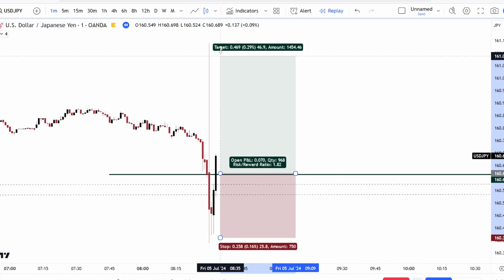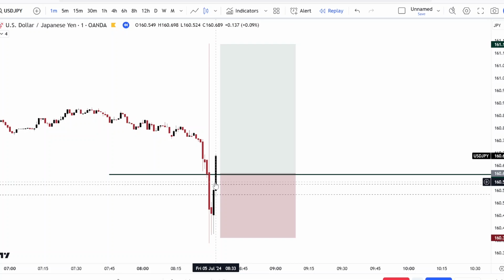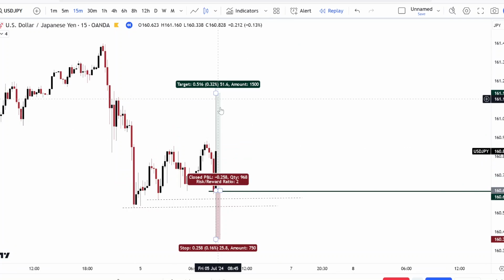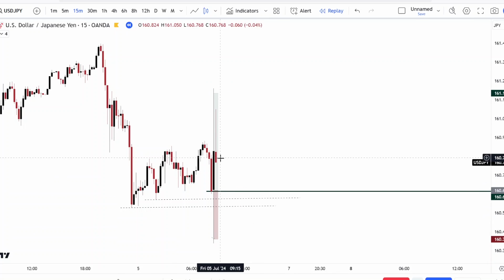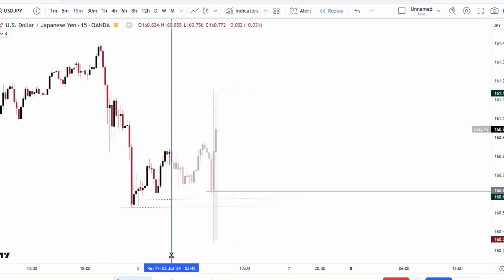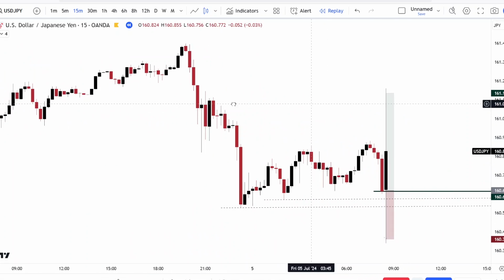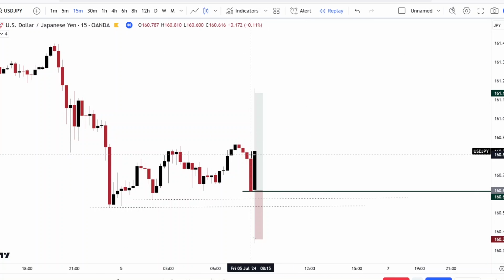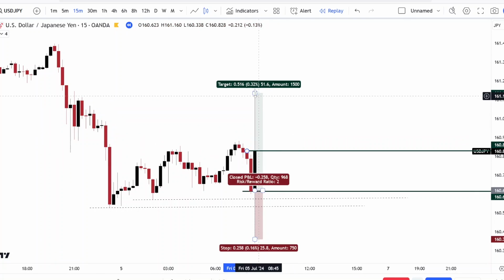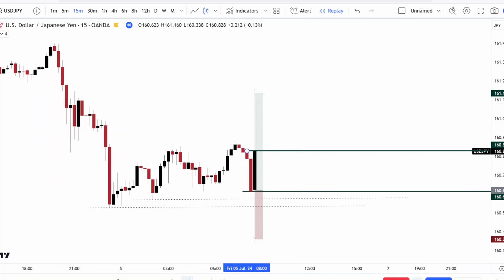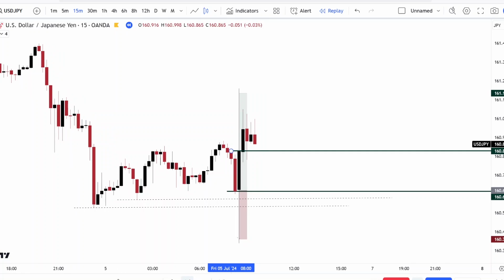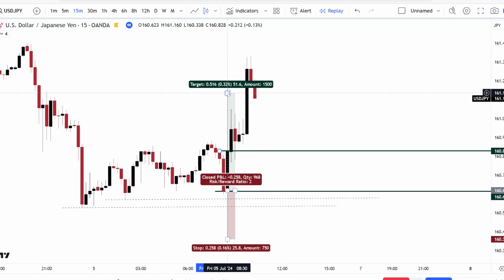What are you targeting? The next level of resistance. And you could also target the 15-minute close. So whenever the 15-minute candle closes, now you can go on the higher time frames and boom, your 15-minute candle completed right there. This will be your first TP. And you can still target this level. It is your highest level of rejection.